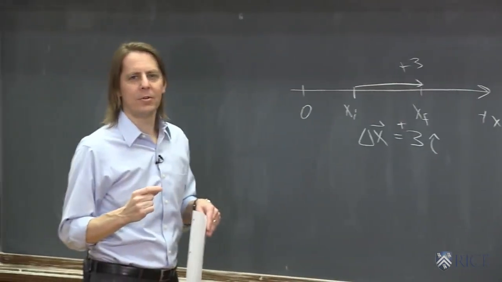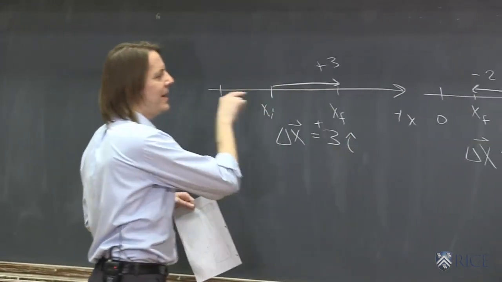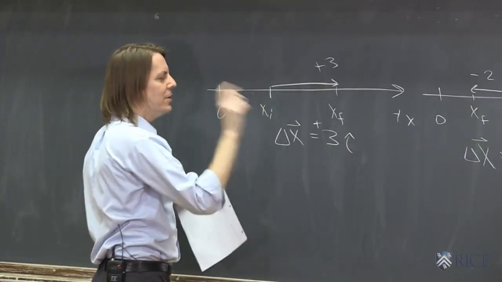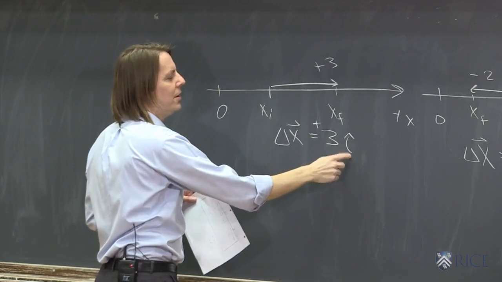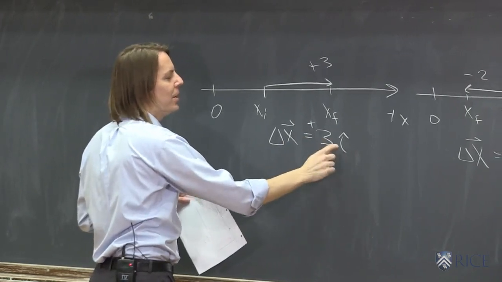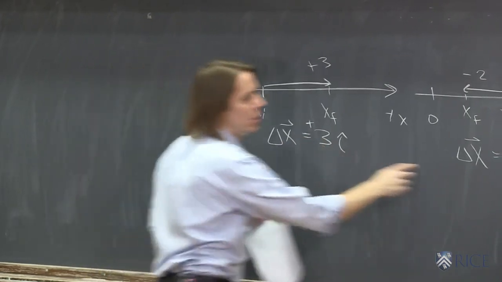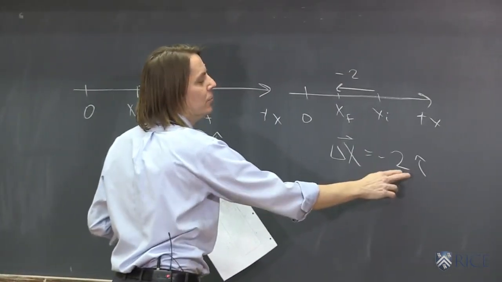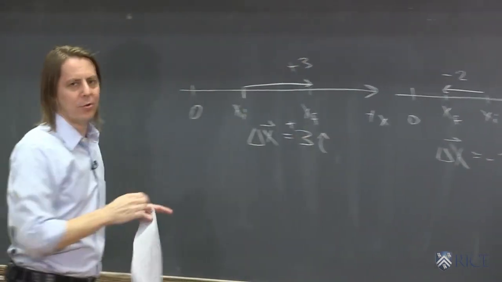Hat means it's a unit vector. It's just a little thing you put on there to say x-axis direction. And unit means its magnitude is 1. So you're multiplying these two things, but you're multiplying 1 times 3 is just 3. 1 times negative 2 is just negative 2. All it's really doing is identifying the direction.